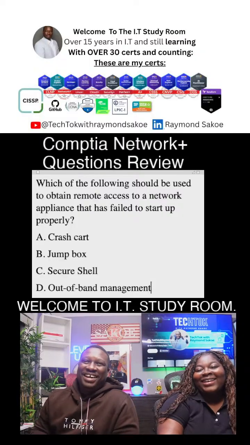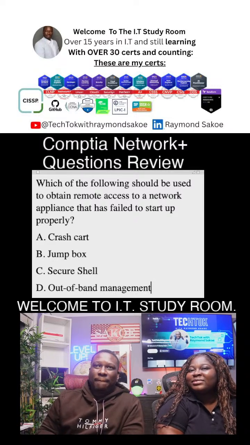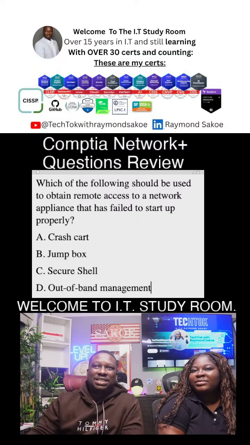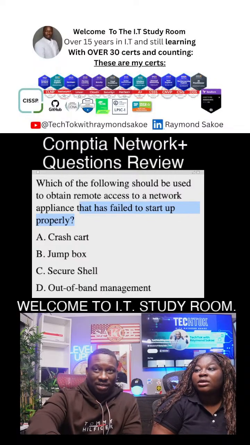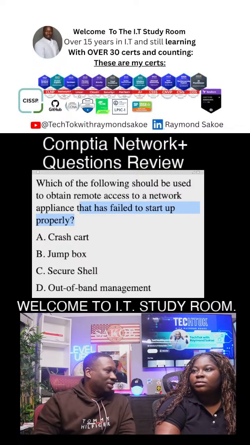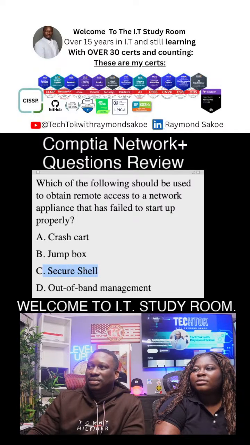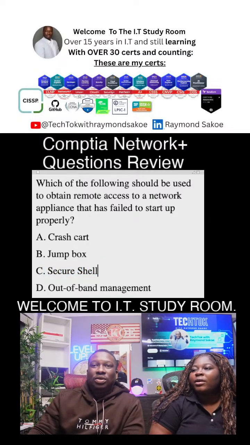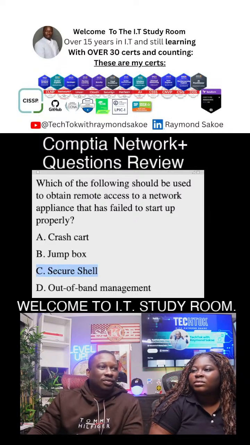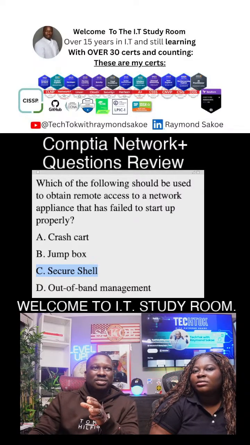Okay. Which of the following should be used to obtain remote access to a network appliance that has failed to start up properly? Properly. That is a keyword, right? It has failed. Yeah, failed. Okay. So remember, all these network devices, you have to turn them on, right? Okay. So now, usually, I think someone says secure shell, right? What's that? SSH? That is SSH, right? Secure shell. Oh, okay. So secure shell would be the ideal way of connecting to it. Hi, Chris. Paul. However, in order for you to SSH into the box, right?